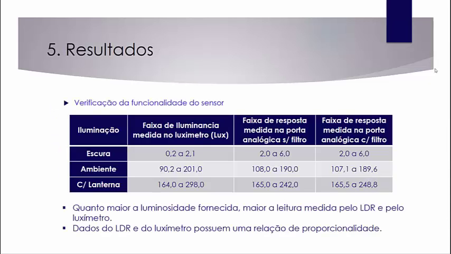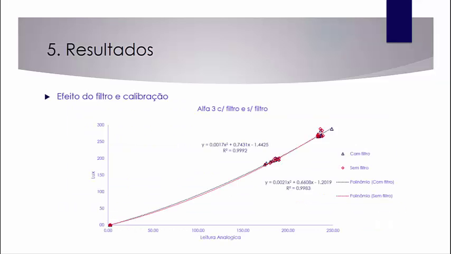In this table, it is possible to see that the higher the brightness provided, the higher the reading of the LDR and the reading of the commercial light meter. The LDR sensor operates coherently to be used to build the low-cost lux meter. The data provided by both the LDR and the luximeter have a proportional relationship. Looking at this graph, it is possible to see the polynomial profile of the calibration curve.